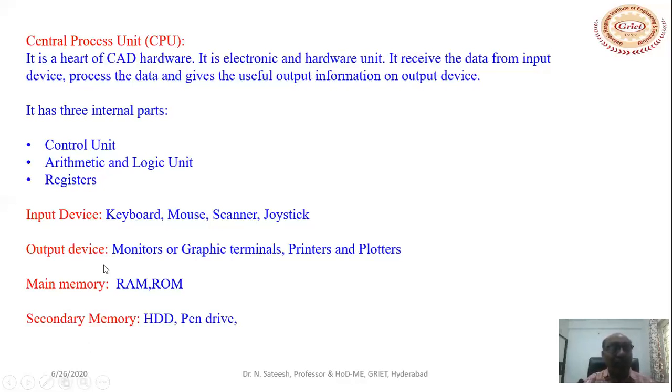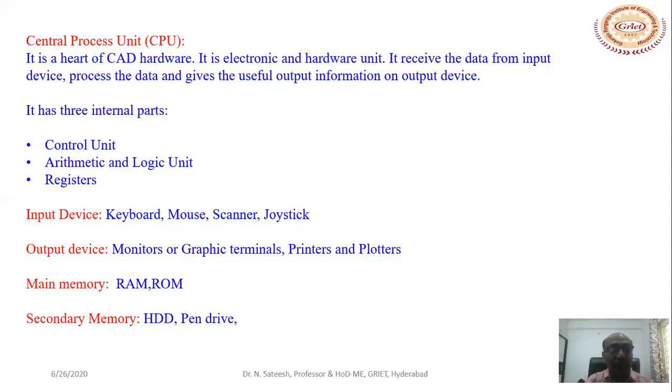Then the second one is output devices. The monitors or graphic terminals, which are called display devices, then printers and plotters, come under the output devices. We'll discuss them one by one. Then main memory: RAM and ROM. RAM means random access memory. ROM means read-only memory. RAM is a temporary memory device. Once you run the system, data is first stored in the RAM.